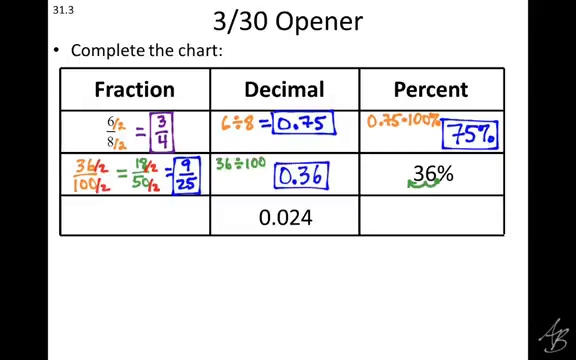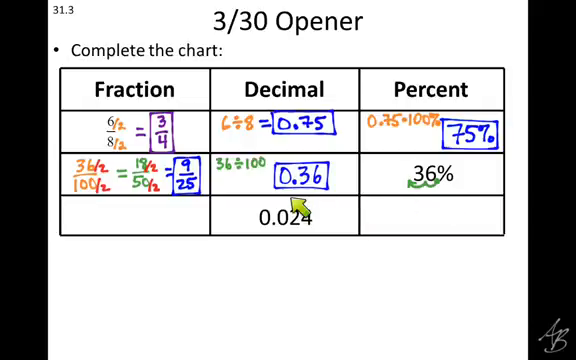0.36. And again, make sure that you're showing the work. Show us how you're getting that answer. All right, last one. We have a decimal. We want to change it to a percent, and we want to change it to a fraction. Let's go to a percent first.